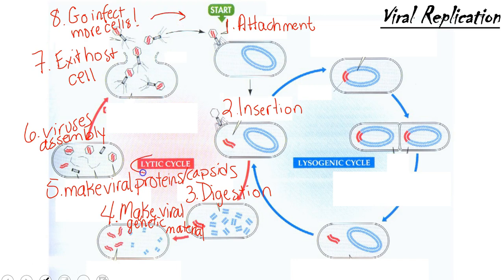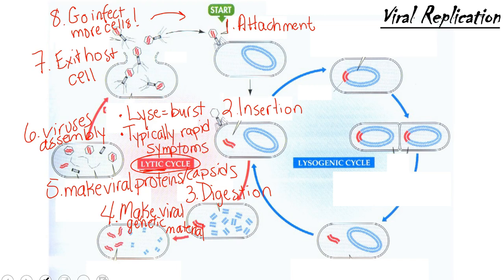Now, this cycle is called the lytic cycle because the word lys means to burst, and lytic means having to do with bursting. And oftentimes at the end of the lytic cycle, the virus will burst the host cell's membrane. Another thing to know about our lytic viruses is they typically have a fairly rapid onset of symptoms because the virus is taking over the host cell right away. An example of a lytic virus is something like the cold or the flu.